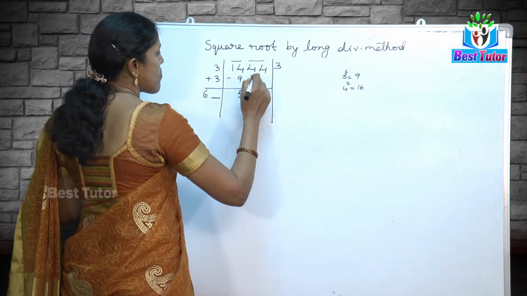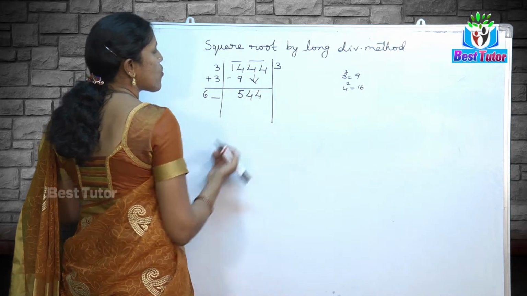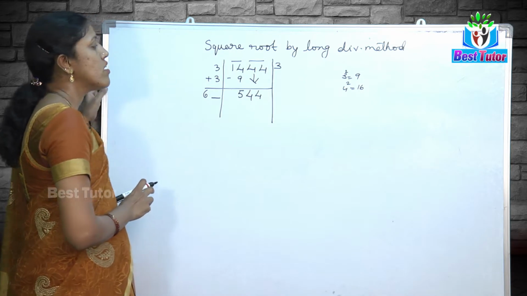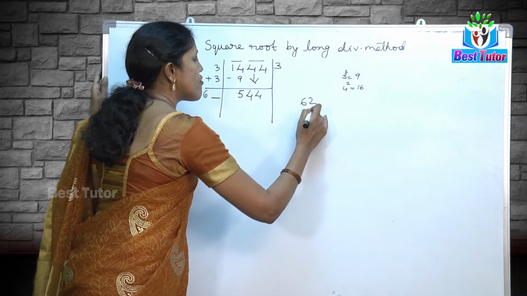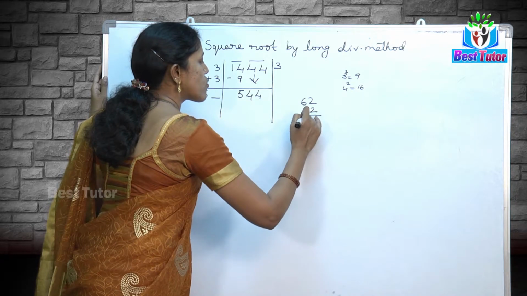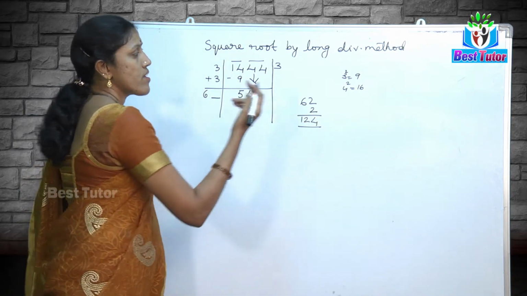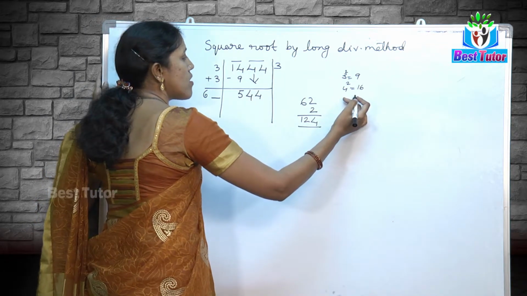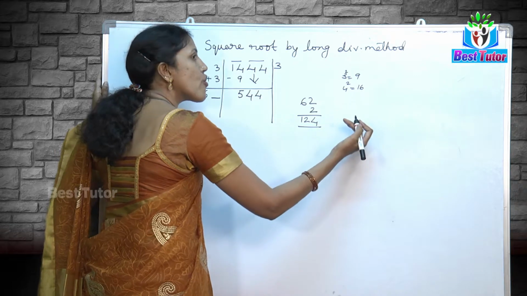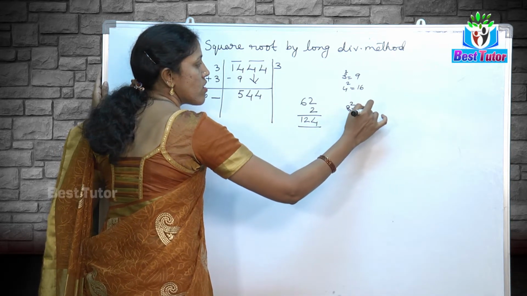Then third step, bring down the next pair of numbers, 44. 4 is the required digit in the ones place. So let us try with 2. 2 2s are 4, 2 6s are 12. No, this didn't work out. 2 2s are 4, 3 3s are 9, 4 4s are 16, like that. Which is the number whose square ends with a 4 in the ones place? Yes, 8 square is 64, isn't it?